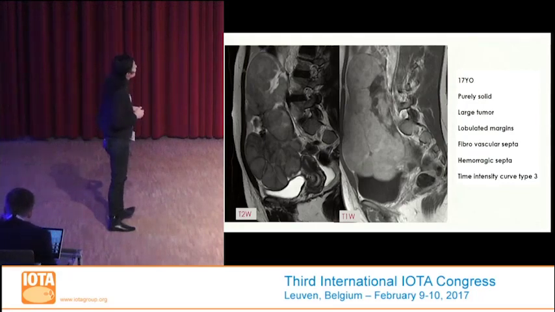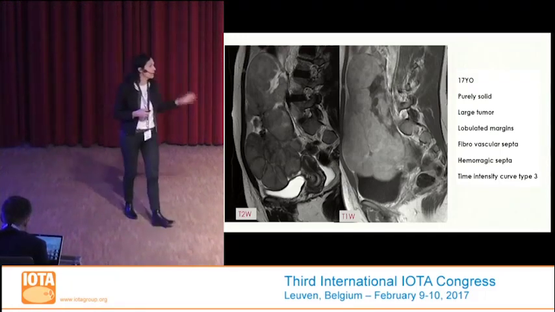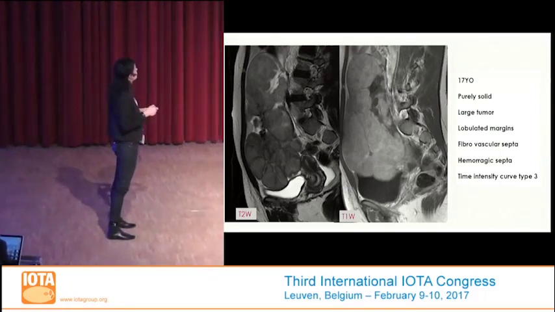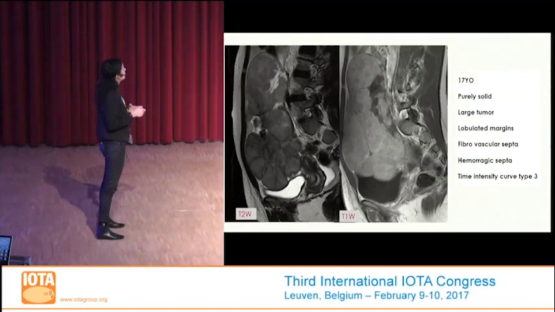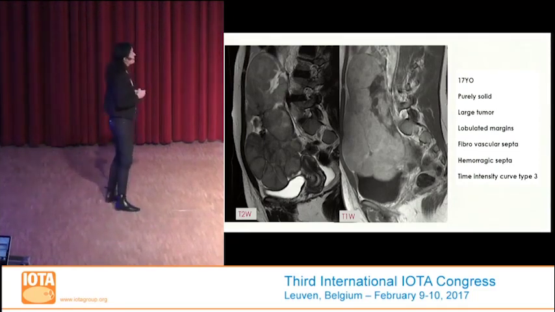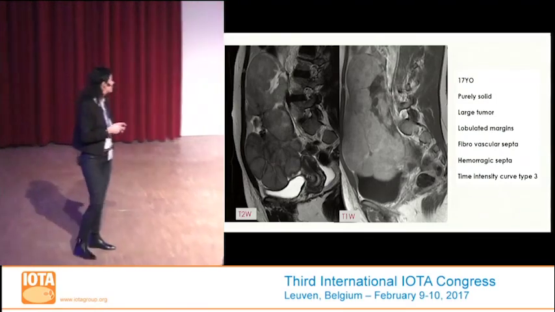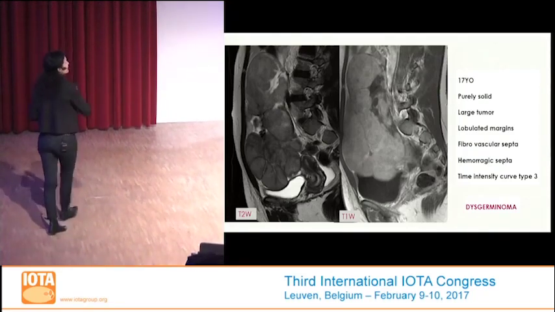Another example to illustrate this morning. This morning we discussed rare tumors, and I can show you what we find in MRI when we look at this lesion. It's a young patient. It's a purely solid, large tumor. You can see there is a lobulated margin, and also something which is very characteristic of this lesion. It's fibrovascular septa, you can recognize there. And also, you can see hemorrhagic content of these septa. The time intensity curve was very suspicious, so it looks like a malignant lesion. And in that case, it looks like the pathologic definition of this morning, this was a dysgerminoma.